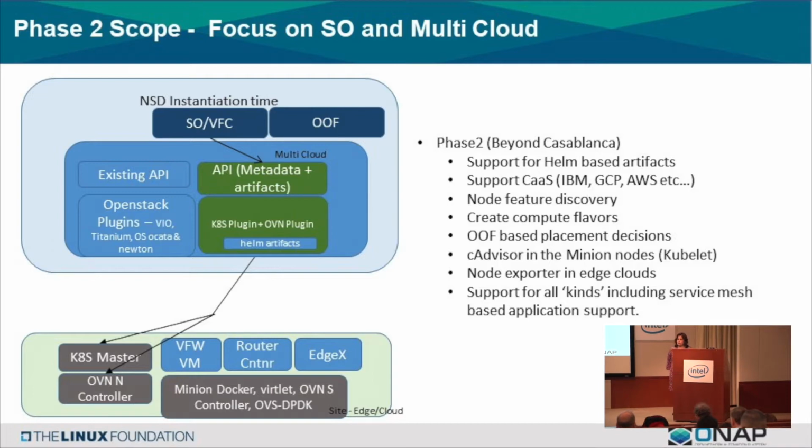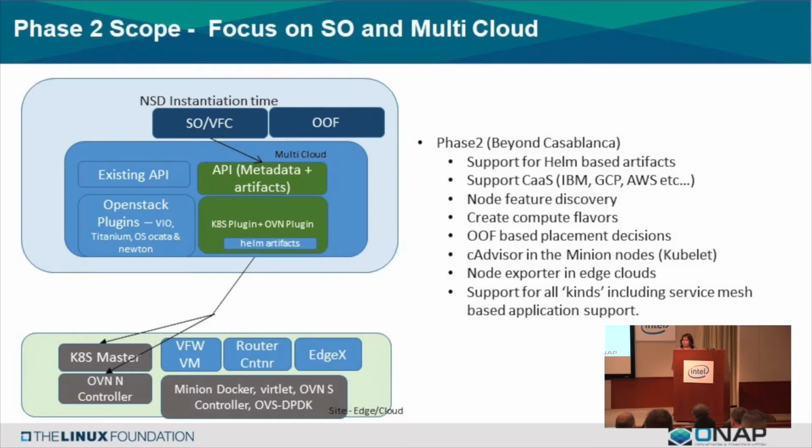Within ONAP, we have a project called the Optimization Framework, which takes in all this information in terms of flavors, and is then able to choose the best match for your workload: which compute node will meet the max number of capabilities that you need. Then it will schedule your workloads on that compute node.